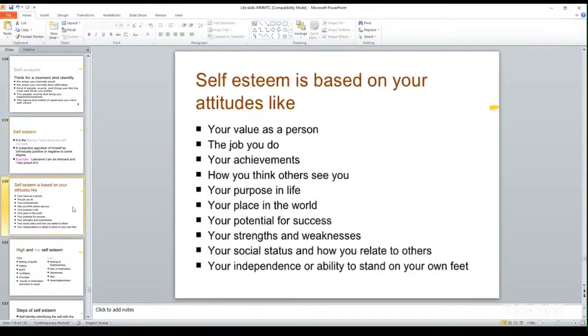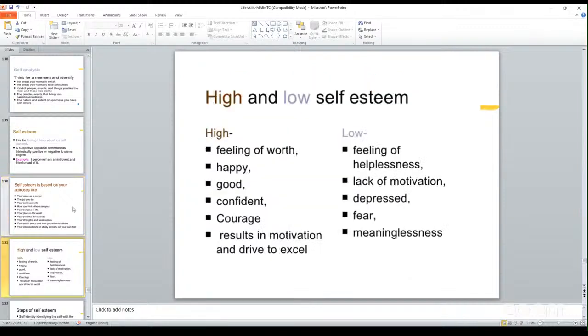There are a few things based on your attitudes, and you can have a detailed reading over it once you get the PPT, which I'm not going to highlight. And how can I identify whether you have high self-esteem or low self-esteem? See the first one on the higher side, feeling of worth. You feel better of yourself, you feel quite worthy of yourself. Whereas on the other side, the other person feels helplessness. He feels he is hopeless.